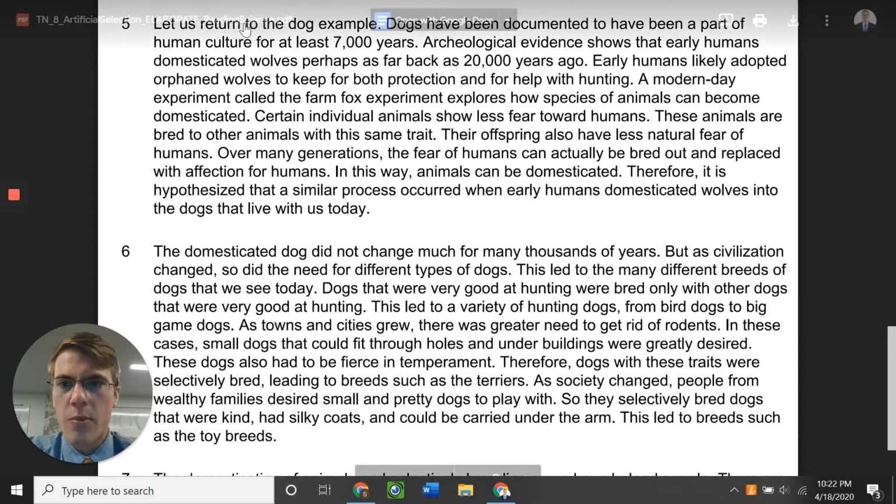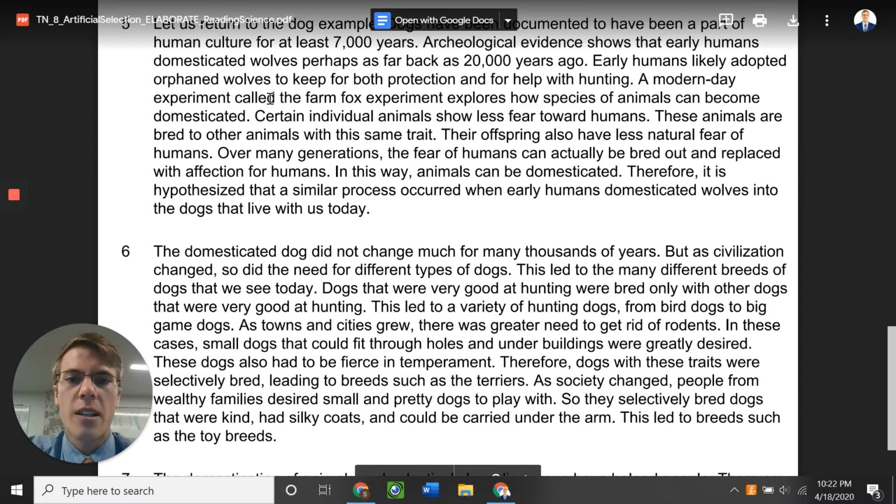A modern-day experiment called the farm fox experiment explores how species of animals can become domesticated. Certain individual animals show less fear towards humans. These animals are bred with other animals with the same trait. Their offspring also have less natural fear of humans. Over many generations, the fear of humans can actually be bred out and replaced with affection for humans. In this way, animals can be domesticated.